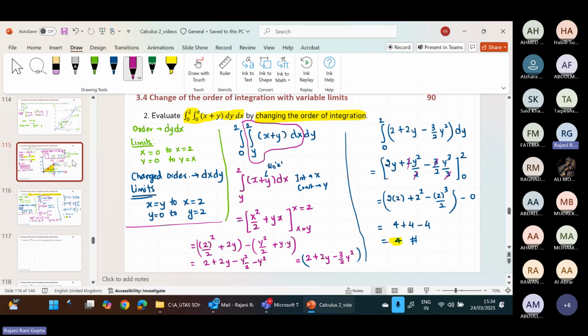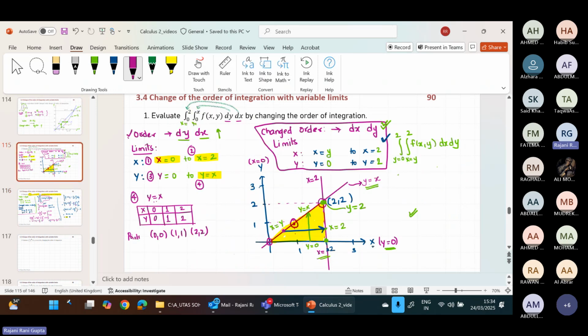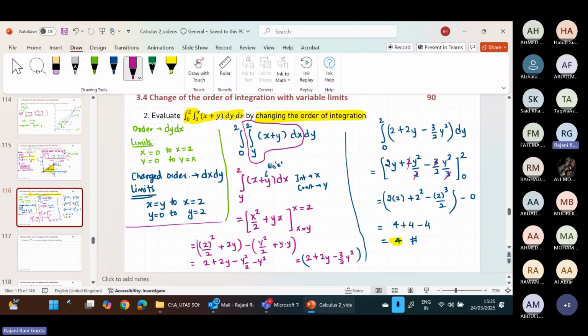Whenever a question is given, identify the given order of integration and the limits for x and y. Then draw these limits to get the graph. From the graph, get the new limits of integration and then integrate. Is this clear?